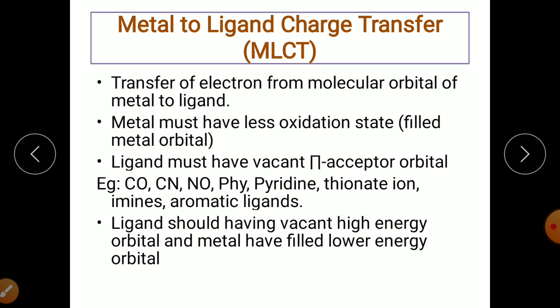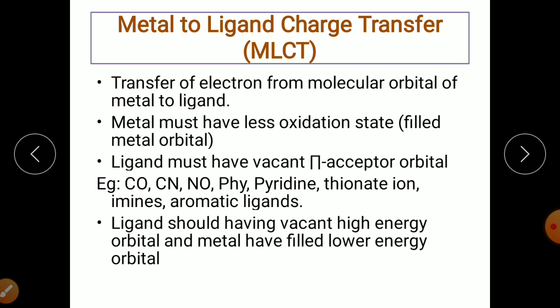It means these metal ions have fully filled orbitals and the ligands have vacant pi acceptor orbitals. The ligands have vacant orbitals or are pi acceptors, and the metal is a pi donor. Examples of pi acceptor ligands are carbonyl, cyano, NO, pyridine, phenyl ring, thionato, imines, and aromatic ligands. These are examples of pi acceptor ligands.